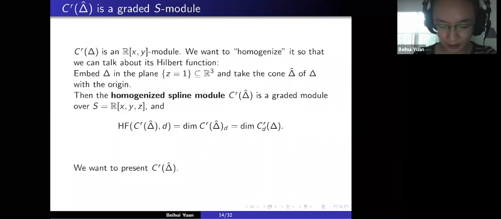Then we can talk about the Hilbert function, right? The Hilbert function, by definition, is just the dimension of this graded module at degree D. And it is not hard to prove this equality holds. That is, the dimension of this one is just the dimension of the one we want, okay? And we want to present this graded module, maybe in terms of a kernel of some S-module maps, okay?